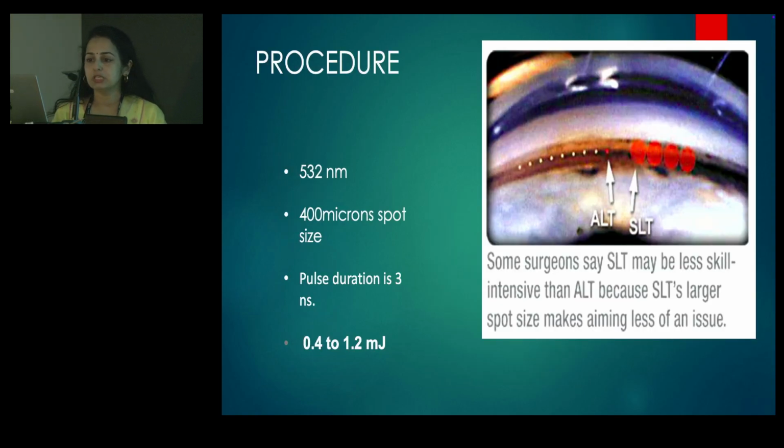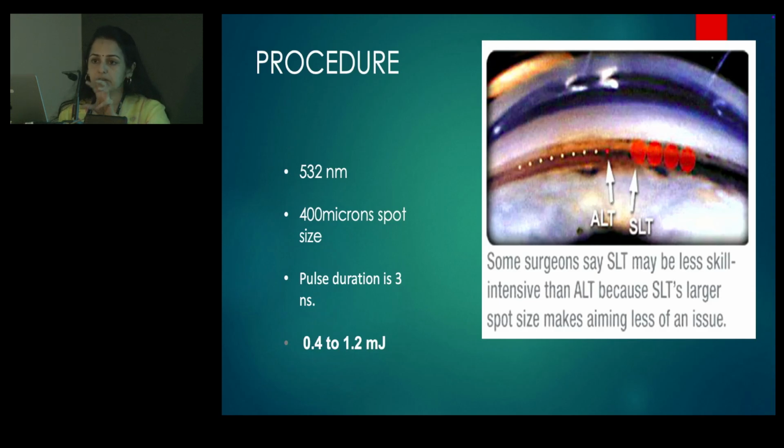Now coming to the procedure, the frequency is 532 nanometers. The same Nd:YAG laser is frequency doubled and used in this procedure. The spot size is larger. You know that in argon laser, the spot size is very small and we have to focus, but in this comparatively less skill is required. This is not a procedure which requires a lot of skill. So the spot size is large. On the trabecular meshwork, you can focus.